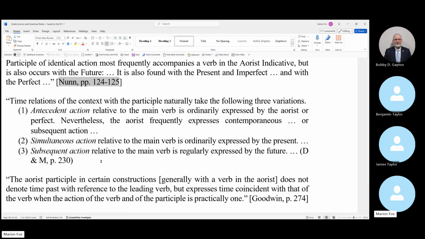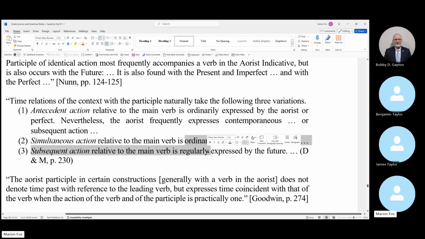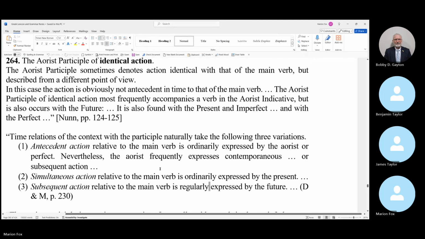Right. So simultaneous action is ordinarily, ordinarily doesn't mean it's always. And subsequent action is regularly expressed by the future. So he's saying regularly. He doesn't say always. Doesn't say always here with this either. All right.